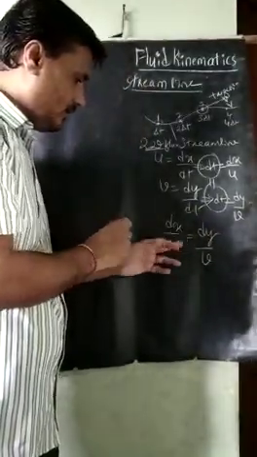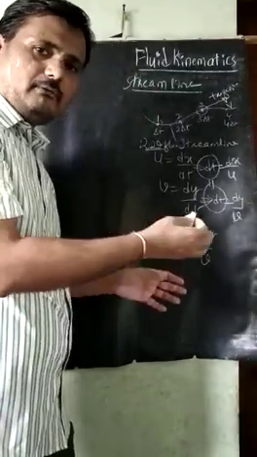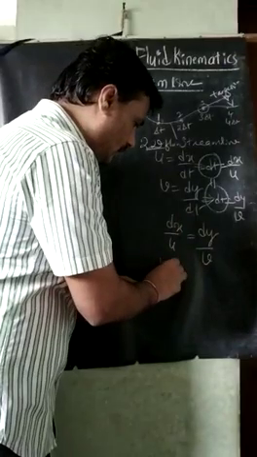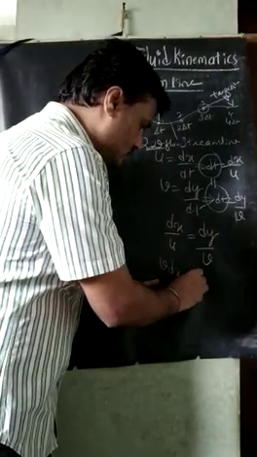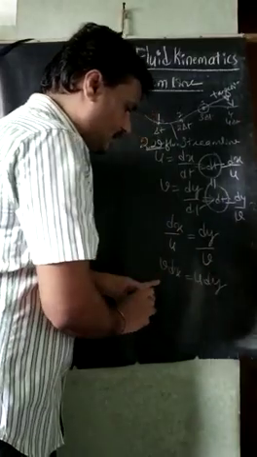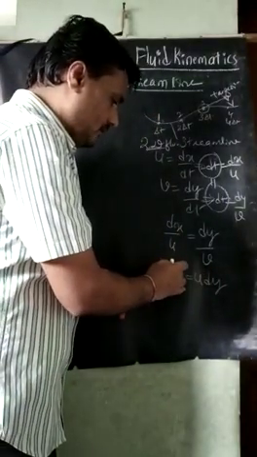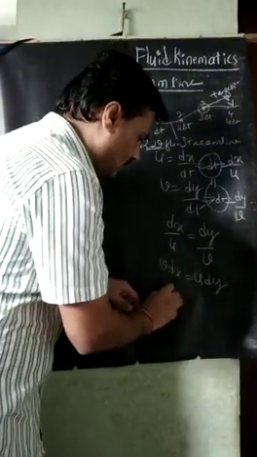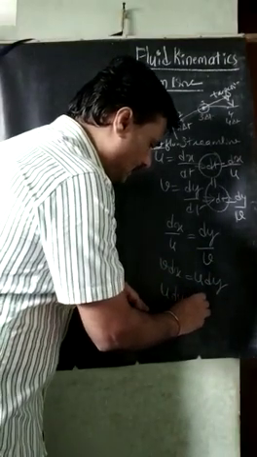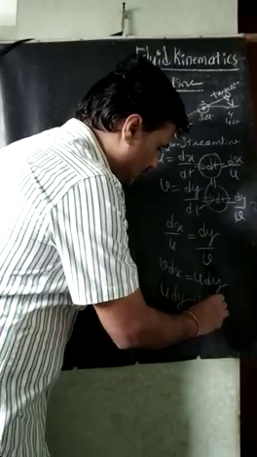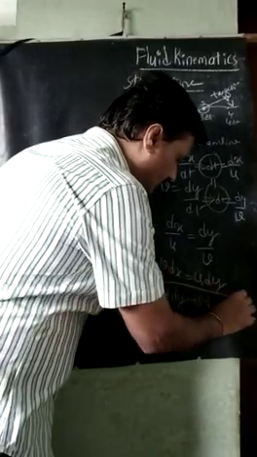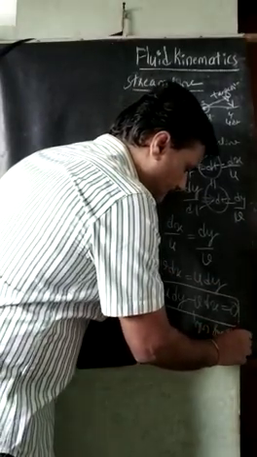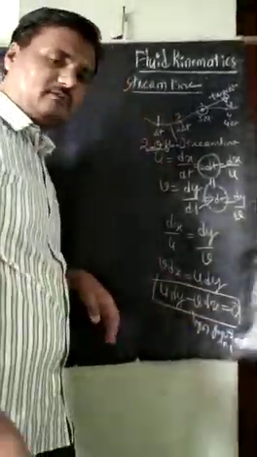I will reformat this equation. Taking v here and u here, it is v into dx equal to u into dy. Next, taking v into dx to the other side, what happens? u into dy minus v into dx is equal to 0. This is called the equation for streamline.